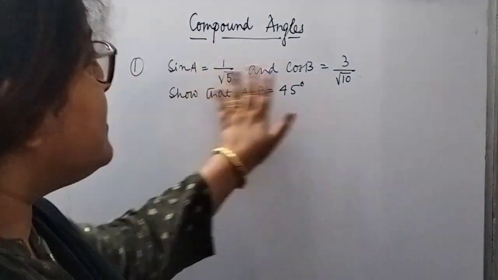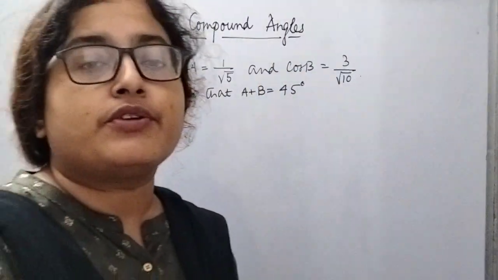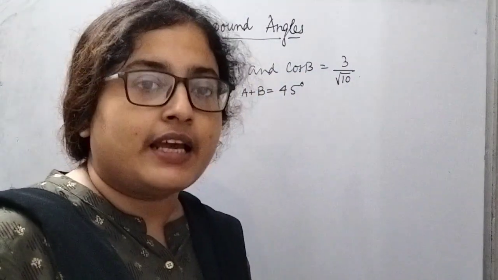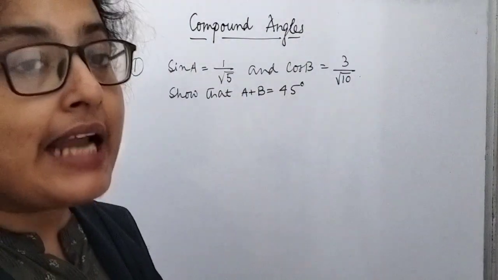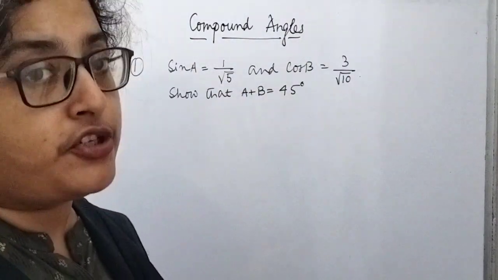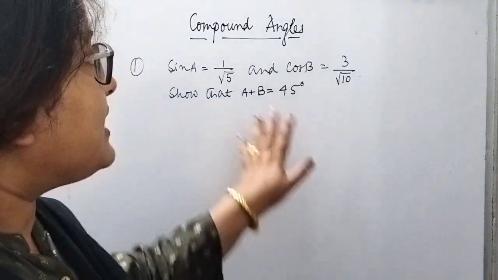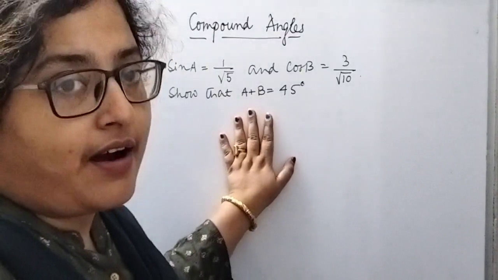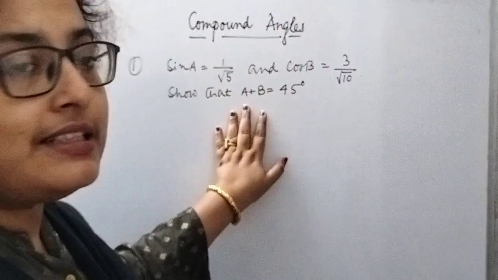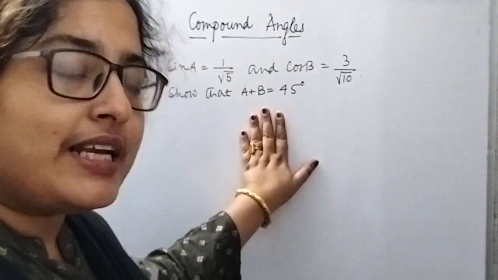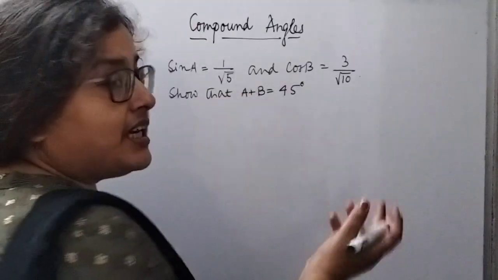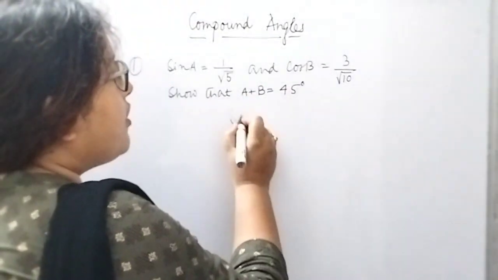So as the values are given in terms of trigonometric ratios, let's consider a trigonometric identity of A plus B. According to the given information, it will be helpful for us if we consider either sine or cosine of A plus B, right? So let's solve it. I'm considering sine of A plus B.